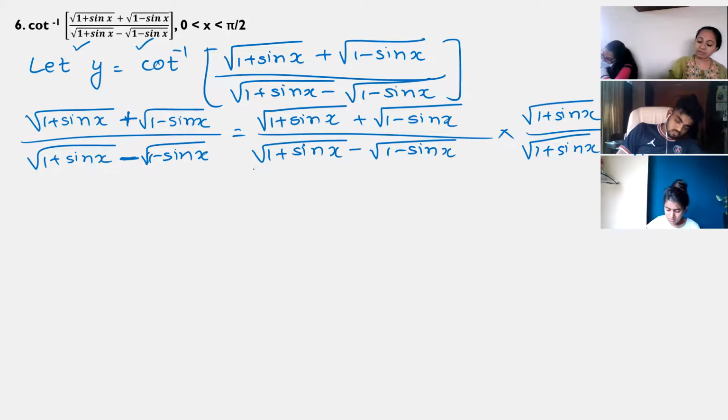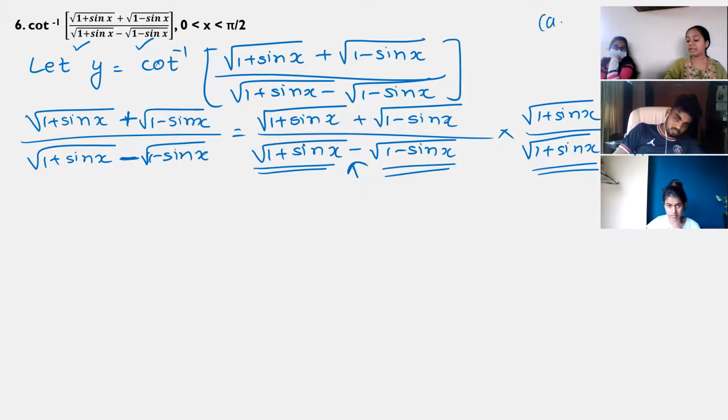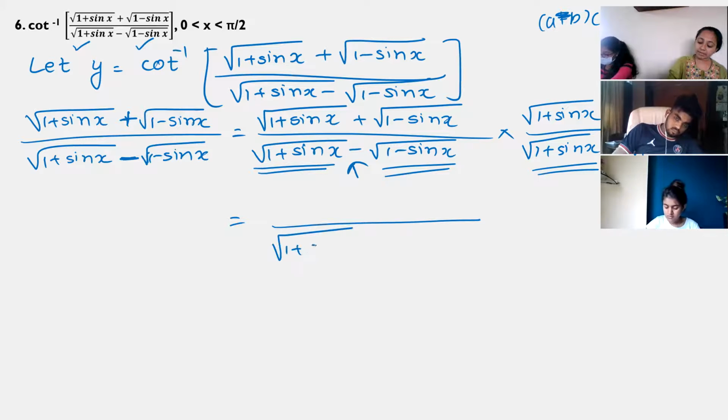Here you can see 1 plus sin x, 1 plus sin x, 1 minus sin x, 1 minus sin x, one time minus sin, one time plus sin. Is it like that, a minus b into a plus b? It's like a square minus b square. You remember that one? So in the denominator, it is going to happen that way. That means 1 plus sin x is a square, minus 1 minus sin x, that is b square.